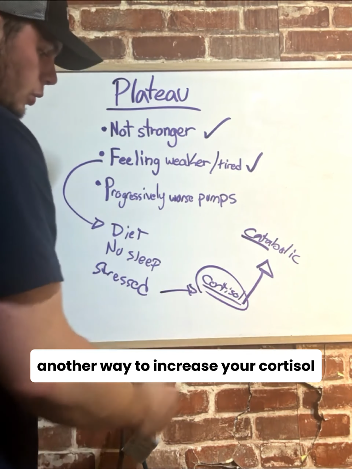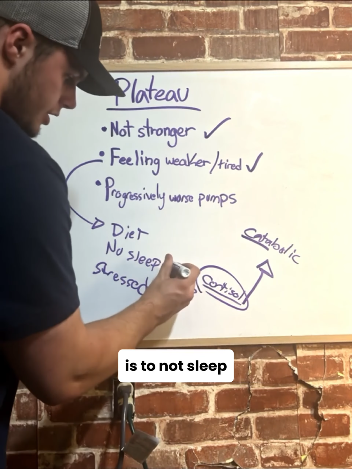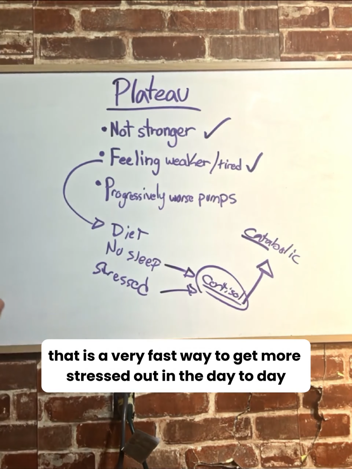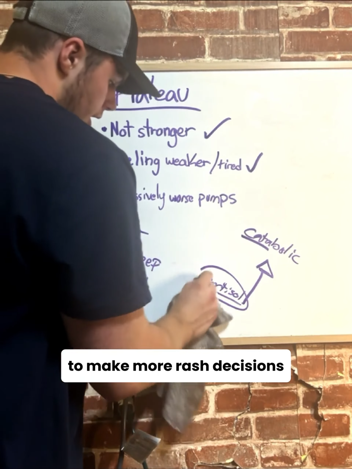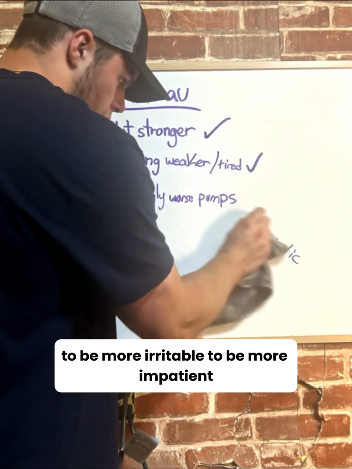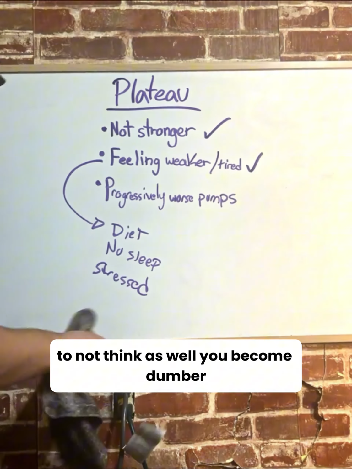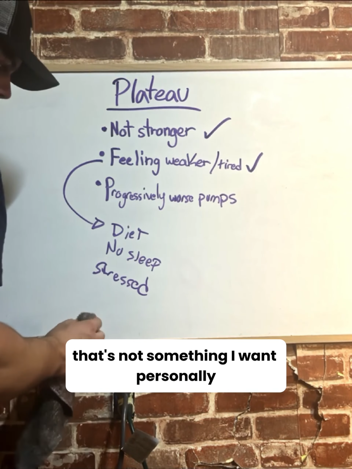Another way to increase your cortisol, if you're trying to do that, is to not sleep. That is a very fast way to get more stressed out in the day-to-day, to make more rash decisions, to be more irritable, to be more impatient, to not think as well. You become dumber. That's not something I want personally.